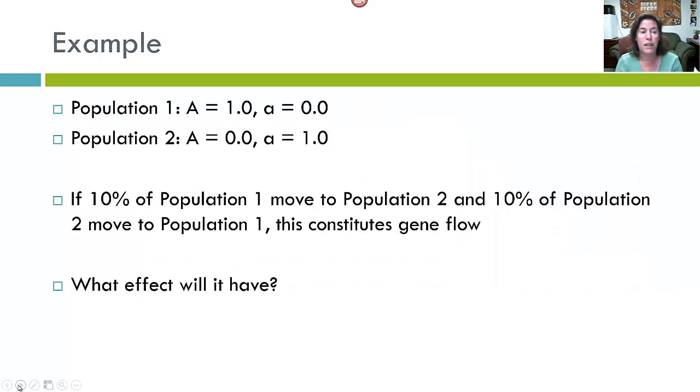Let's take an example. If we have population 1, which has all dominant alleles, so the frequency of the dominant alleles is 1, the frequency of the recessive alleles is 0. In population 2, we have no dominant alleles, so the frequency of the dominant alleles is 0, and the frequency of the recessive alleles is 1. Now, let's hypothesize that if 10% of population 1 moves into population 2 and 10% of population 2 moves into population 1, this constitutes gene flow. What effect will it have on these populations?